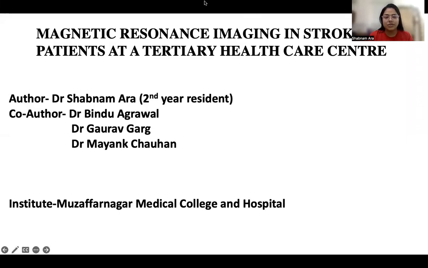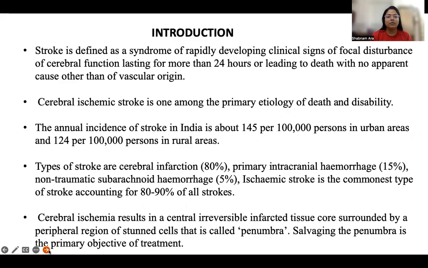The topic of my paper presentation is MRI in stroke patients at a tertiary healthcare center. Stroke is defined as a syndrome of rapidly developing clinical signs of focal disturbances of cerebral function lasting for more than 24 hours or leading to death. Stroke is a major cause of death and disability.